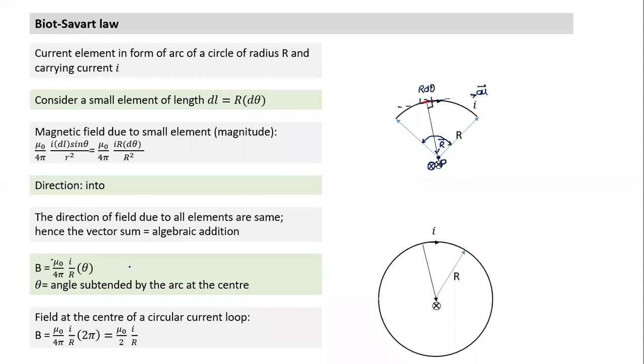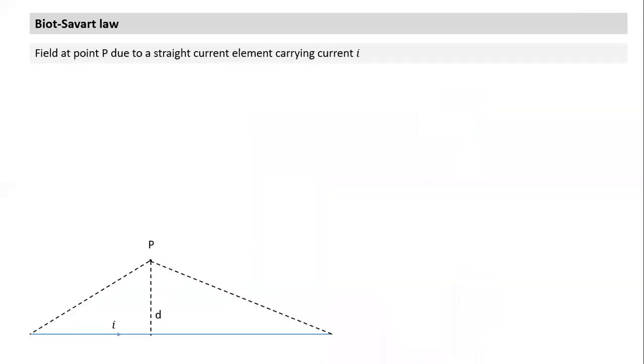Okay, field due to a straight current element carrying current I. In this case also, even before we start, an important point to notice is that if I take any small element, the direction of field created at point P is the same for all elements. What is the direction in which the field is created at point P, into or out of the plane? If I hold my thumb along the direction of current, assume the line of current is like a pen. If I hold the thumb pointing towards the right, my fingers will come out of the plane of the paper.